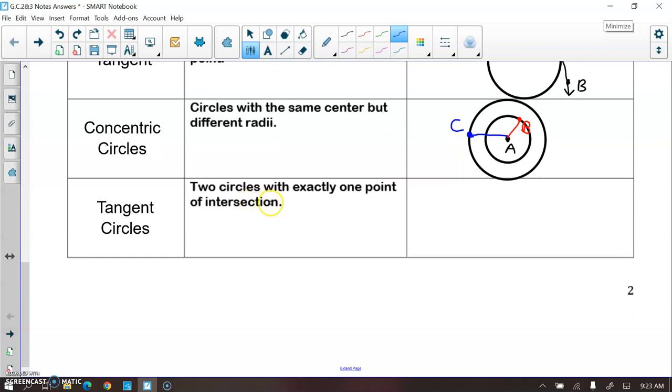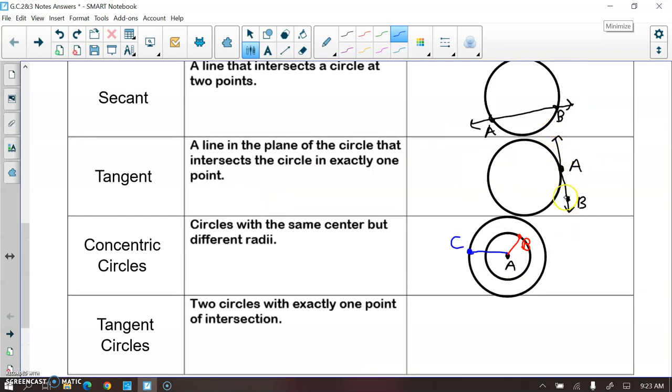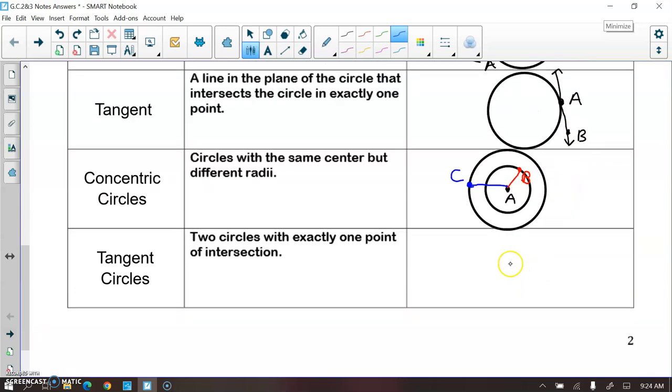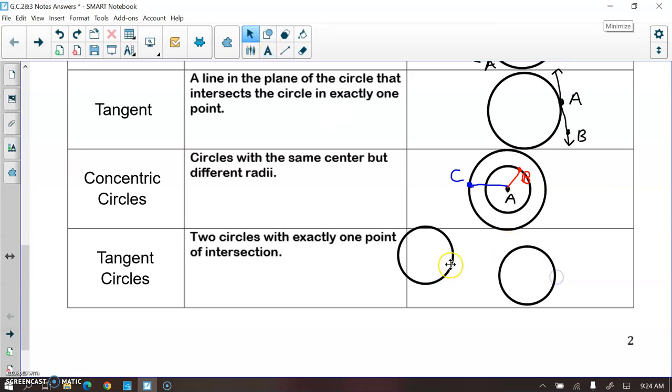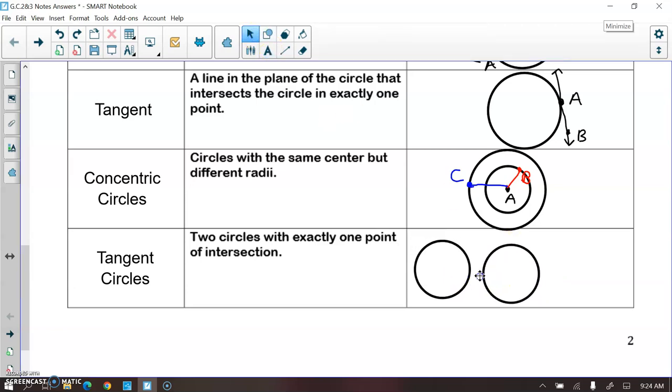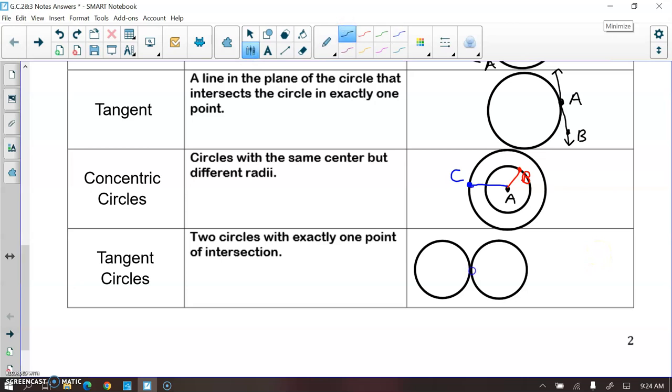Tangent circles are two circles that intersect exactly at one point. So just like a tangent line, where the line intersects the circle at one point, tangent circles intersect each other at one point. There are two different ways that we can draw tangent circles. Tangent circles do not need to be the same size, but it could look something like this, where the two circles just intersect right here.